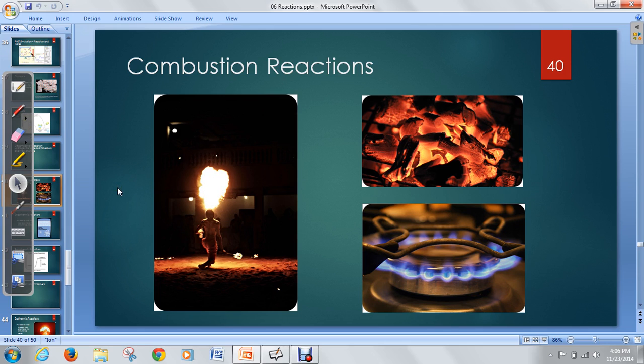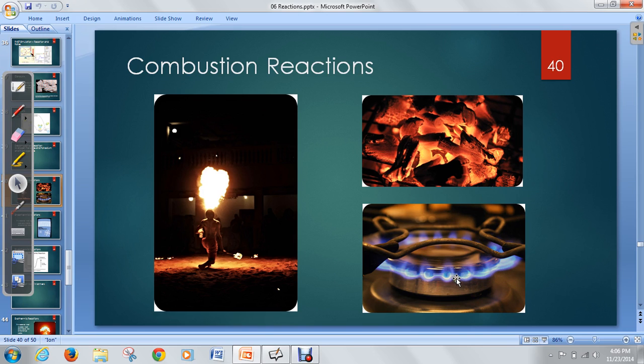Okay? But we want to make it clear that combustion is not just when oxygen combines with methane. Okay, there's lots of different ways to make a combustion reaction occur. So anytime you light a fire, for example, okay, that is combustion. Anytime you have a gas stove, if you've used a gas stove, that is a combustion reaction.